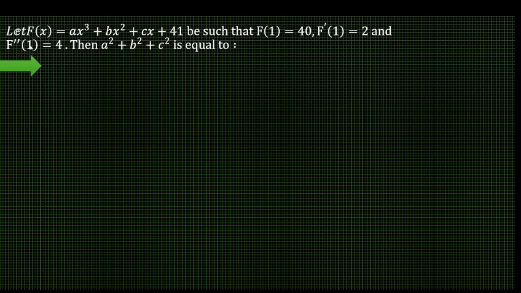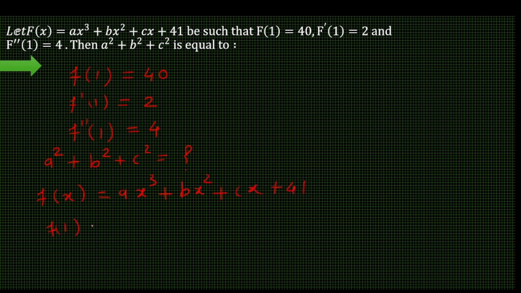इस वीडियो में डिफरेंशिएशन के जेईई मेंस 24 में जो क्वेश्चंस आए थे उनमें से एक क्वेश्चन सॉल्व करने वाले हैं। क्वेश्चन में f(x) = ax³ + bx² + cx + 41 दिया है, and f(1) is 40, f'(1) is 2, f''(1) is 4, and we have to find a² + b² + c². So take f(x) first. f(x) is equal to ax³ + bx² + cx + 41.